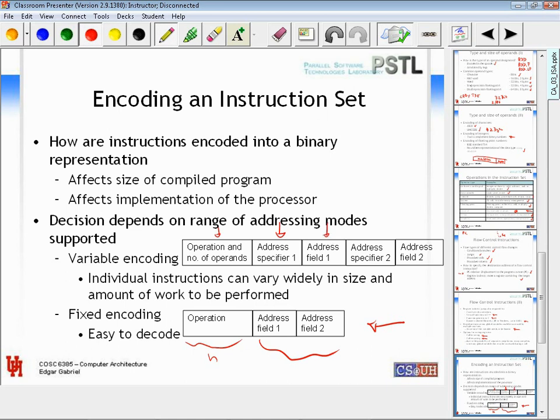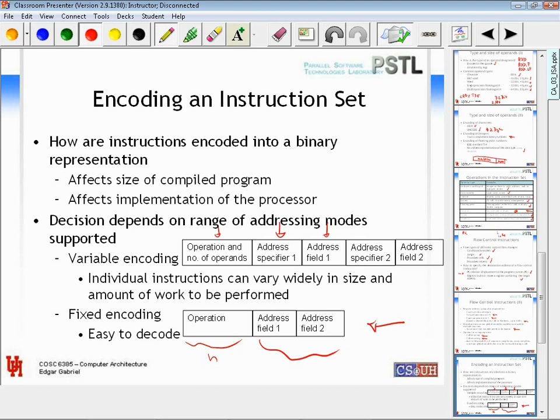Now, once again, keep in mind that you might have operations which take 2 arguments and operations which take 3 arguments. What the variable encoding really gives you is that you are definitely not wasting any bits, because you will never have unused bits in your instruction. On the other hand, you have to take into account that the length of the operand and the length of the instruction can vary dramatically, and by dramatically I really mean a lot.